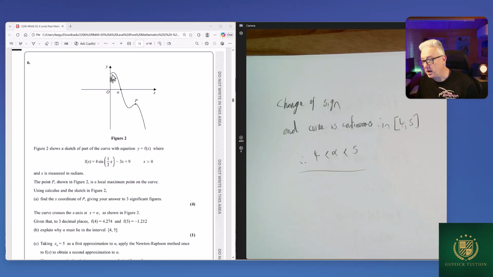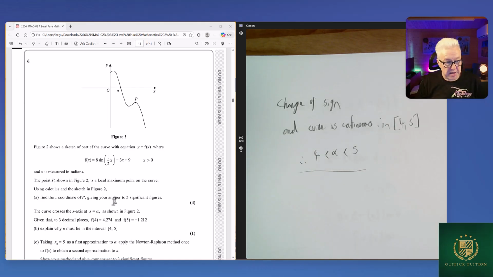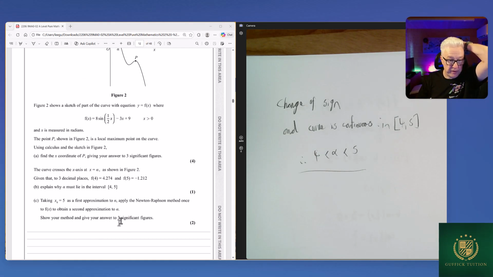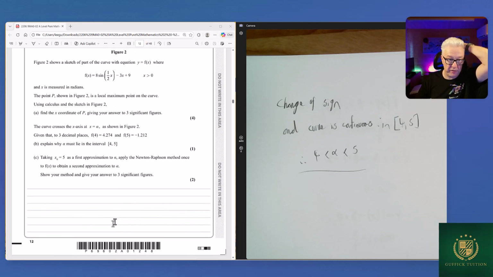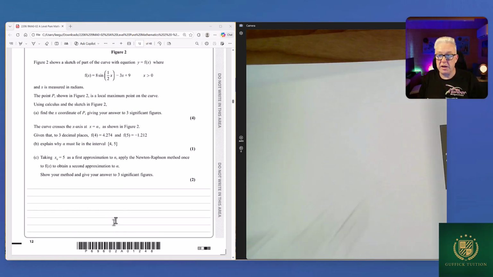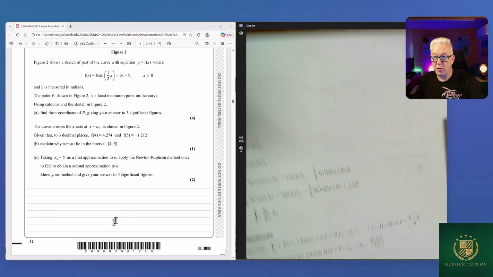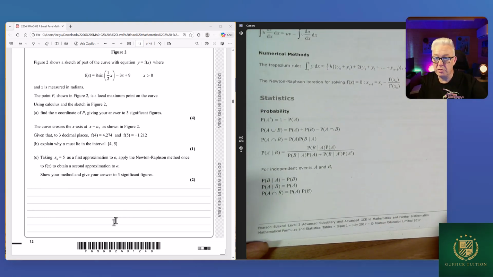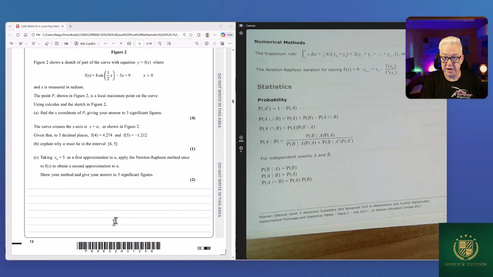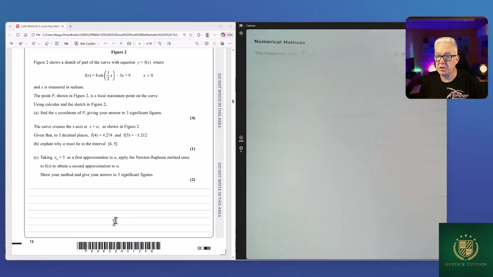Okay, right, that's perfect. Now, taking x0 equals 5 as a first approximation to alpha, apply the Newton-Raphson method once to f of x to obtain a second approximation to alpha. Show your method and give your answer to 3 significant figures. So we are given in the formula booklet the formula for the Newton-Raphson method, or the Newton-Raphson procedure, as it's sometimes referred to.